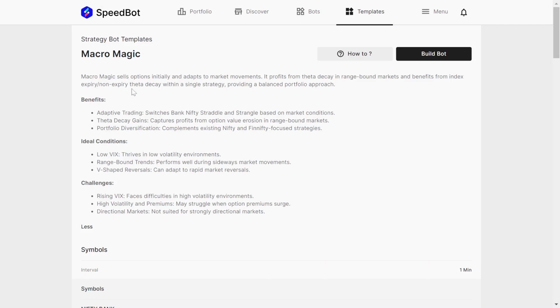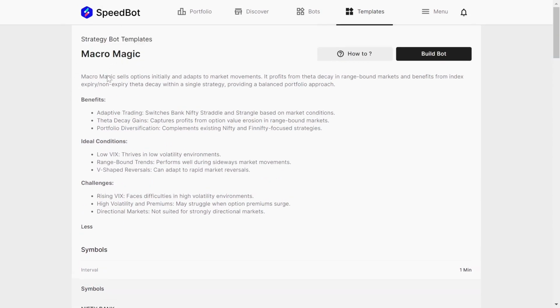Coming back to this strategy template, Macro Magic. Like I mentioned, this strategy switches from the Bank Nifty straddle to strangle based on different market conditions. And like I mentioned earlier, this is an intraday based option selling strategy, used to capture the theta. It usually complements other strategy templates that you might have created in Nifty and Fin Nifty, so it is a good complementary strategy template that you can use.